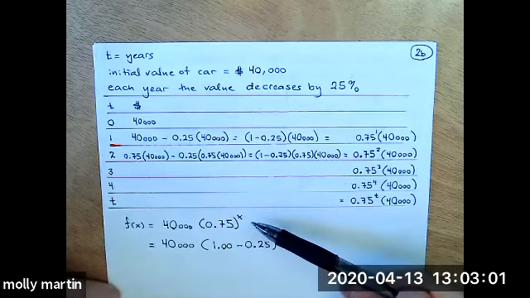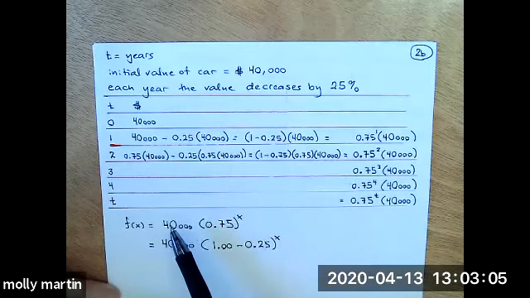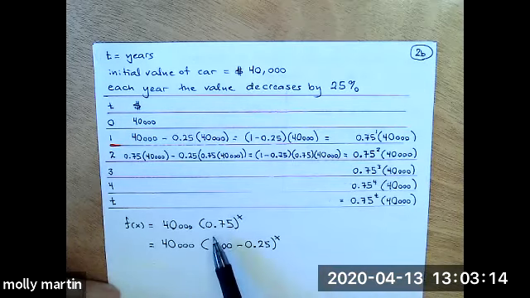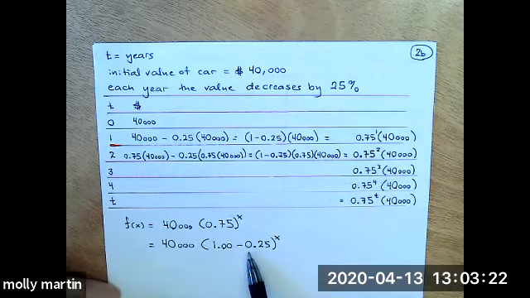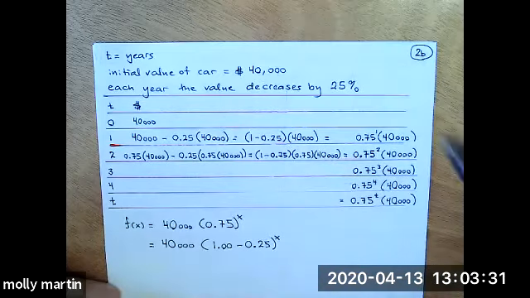So this is an exponential function. My initial value is 40,000. And you want to remember that 100% of the initial value is part of the base of the exponential function. So this is an exponential function that loses 25% of its value per unit of x, which in this case is years.